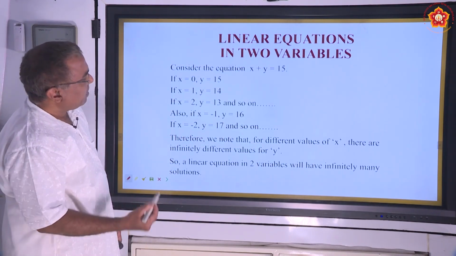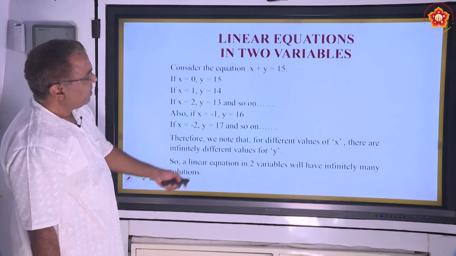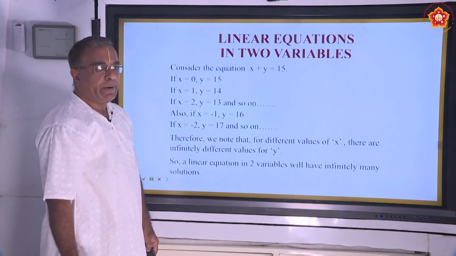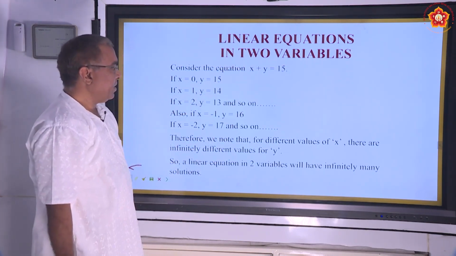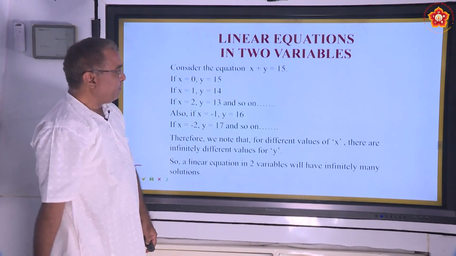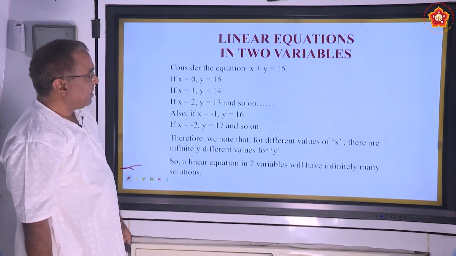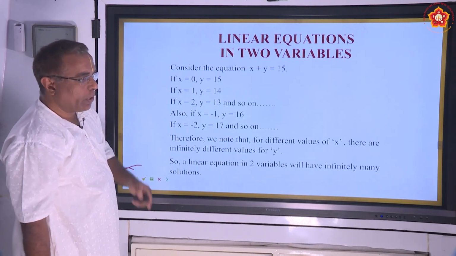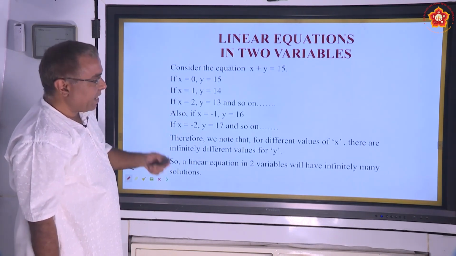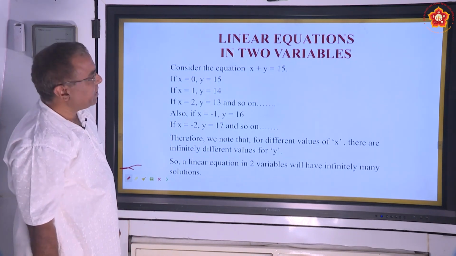Now, we will consider the equation in two variables, namely x and y. The equation is x plus y equals 15. Let us keep substituting the values for x. Let us see what happens if x equals 0, 1, 2, 3, and so on, and for some negative values of x also. Let us see what happens.